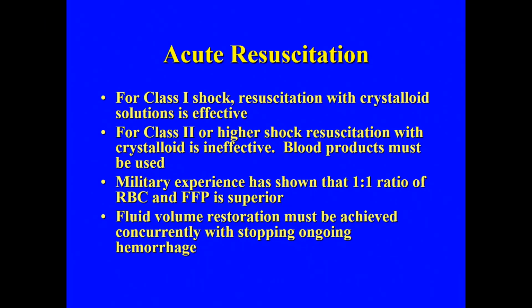The recommendations for acute resuscitation are shown here. For class 1 shock, resuscitation with crystalloid solutions is effective in restoring normal homeostasis, provided there is no ongoing source of hemorrhage. For class 2 or higher shock, resuscitation with crystalloid is ineffective in restoring normal homeostasis, and blood products must be used.